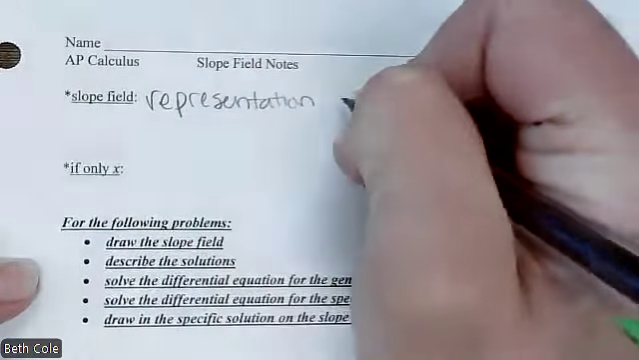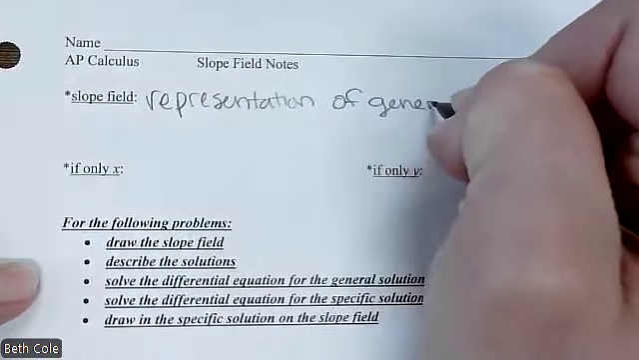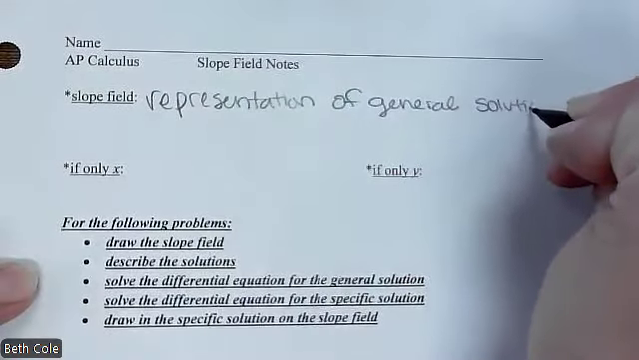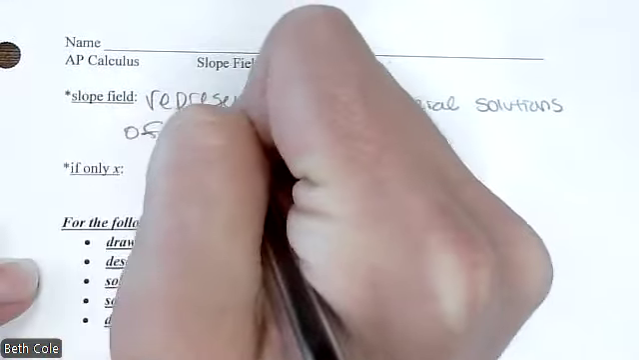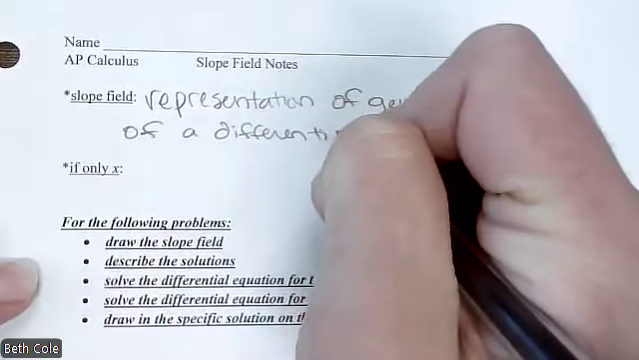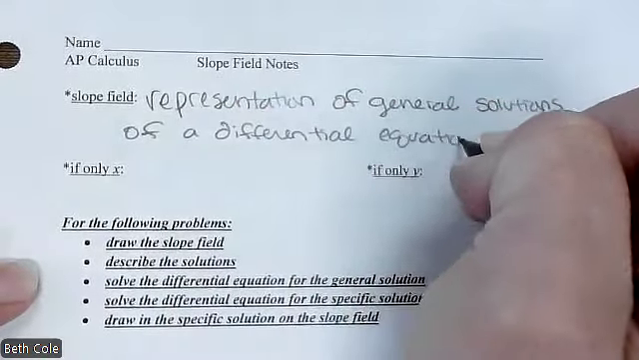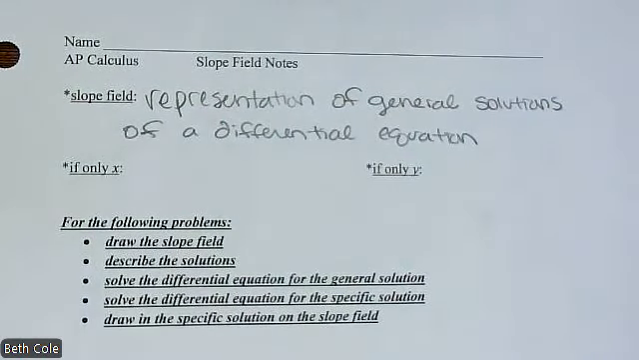So a slope field is a representation of the general solutions of a differential equation. Which is actually kind of cool because, I'll preach at you a little bit while you're writing it. The general solution is an infinite number of answers. So you're able to draw a picture, a representation of an infinite number of answers, which is actually pretty neat.